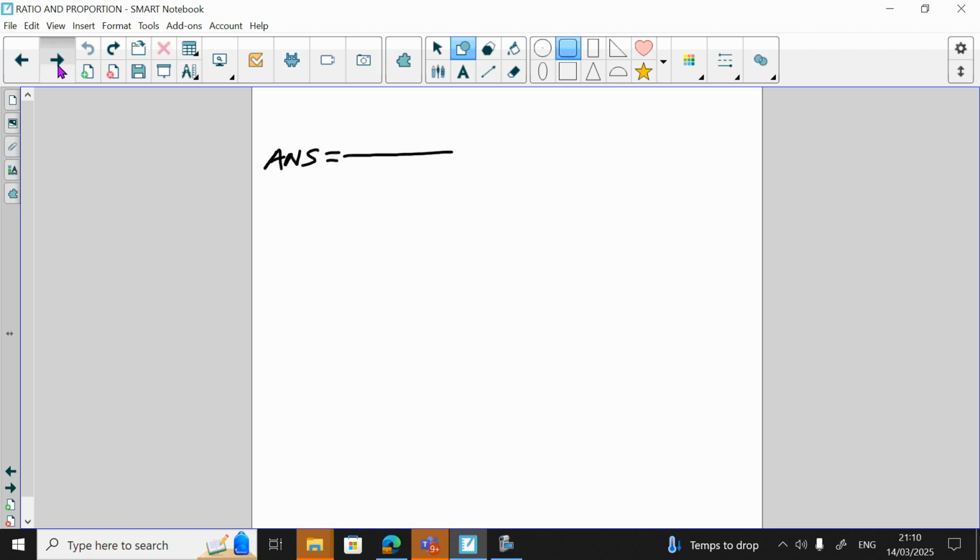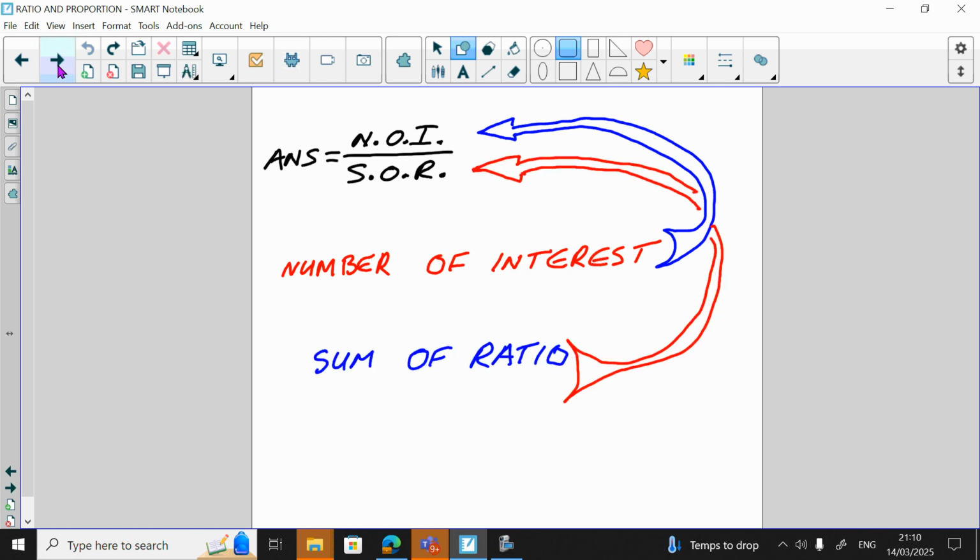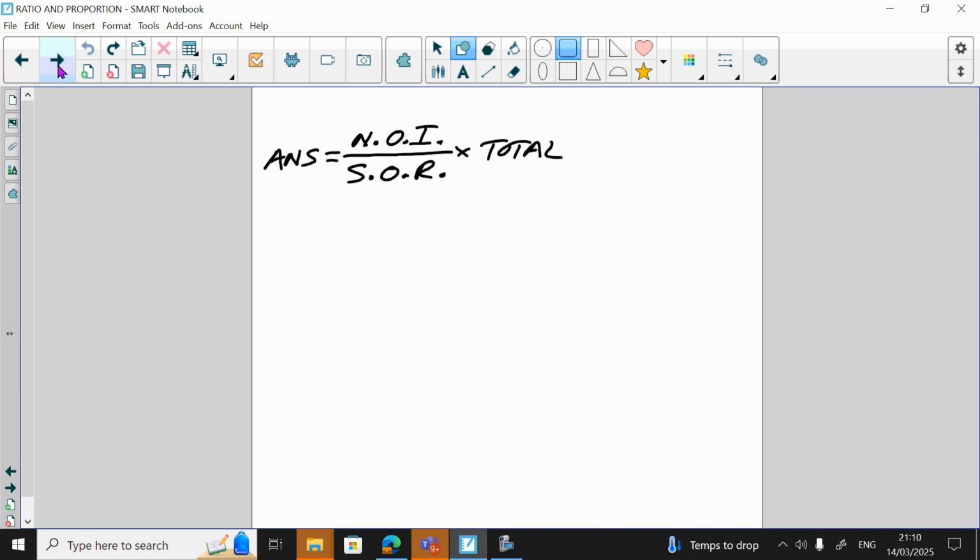So it's the number of interest over, like I'm saying here, over the sum of the ratio. Just to be explicit here, so you know what they are. So that's a fraction times the total. That's what we want here. So let's set up the ratio. Dark to milk, D to M. So we had, what was it, 3 to 4. Okay, that's right. And I think we've got a total of 42.